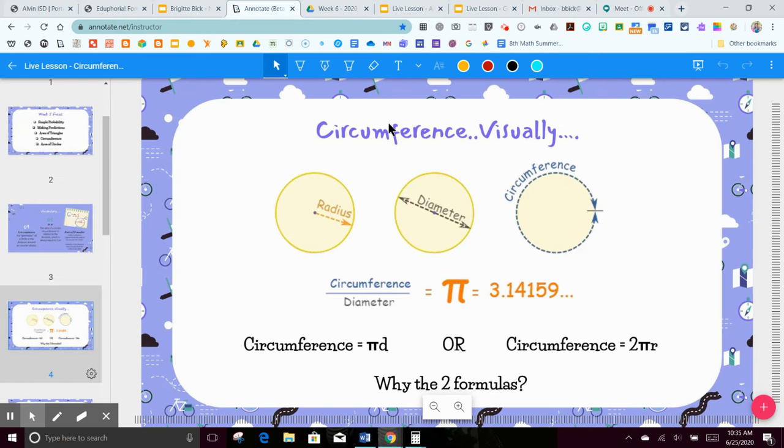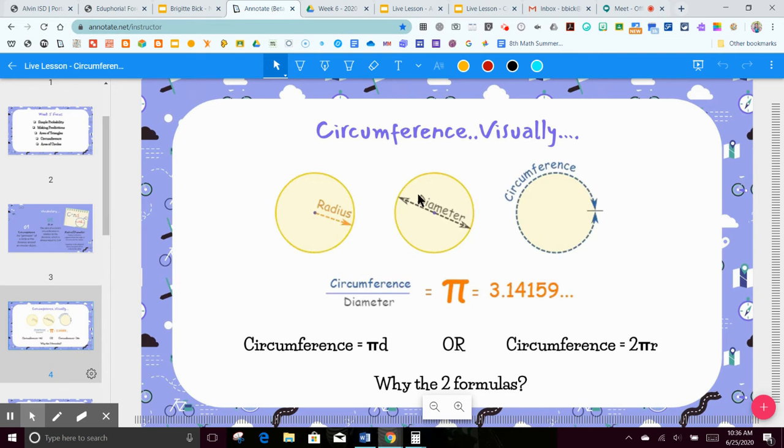All right, so here's some pictures that might help a little bit. Circumference is the perimeter of the circle, so the distance around. Diameter goes all the way across, and radius only goes halfway. Pi is the number that we use. It is an irrational number, meaning that it never ends. It just keeps going and going. And it's the ratio of the circumference of a circle to diameter. So that creates our formulas.